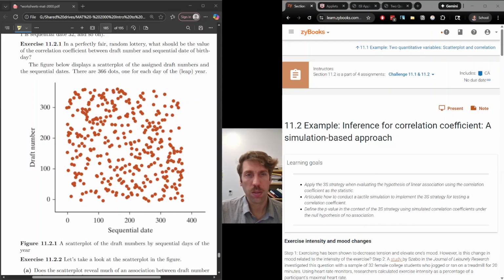The figure below displays a scatter plot of the assigned draft numbers and the sequential dates. There are 366 dots, one for each day of the leap year. Okay, a scatter plot of the data.